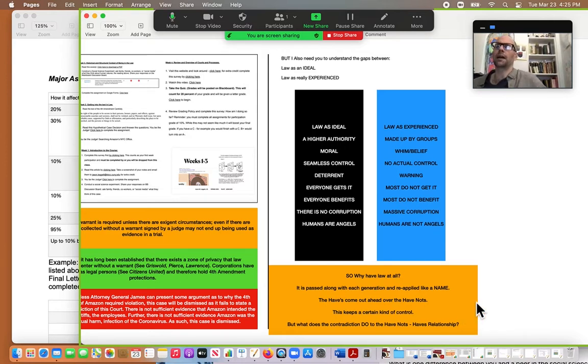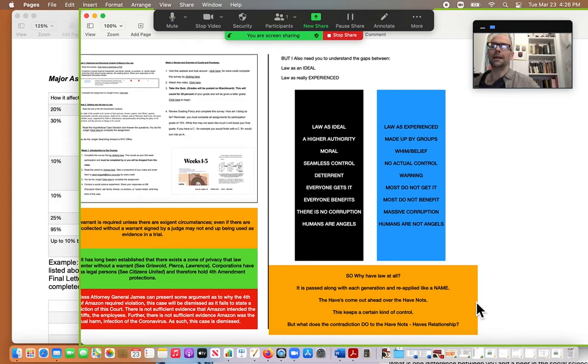So this keeps a certain kind of control, right? It's not seamless control. It's not absolute control. It's a certain type of control. And this is typically called hegemony, which is the have-nots believe in the law as ideal, and so they follow the rules even when they're not good for them. Whereas elites, or the haves, tend to not follow the rules because they don't have to, because who's going to get them in trouble? In theory, it would be the have-nots, but if the have-nots are so busy trying to please the haves, then they're never going to keep the haves from running wild, right? And that's what corruption really is.